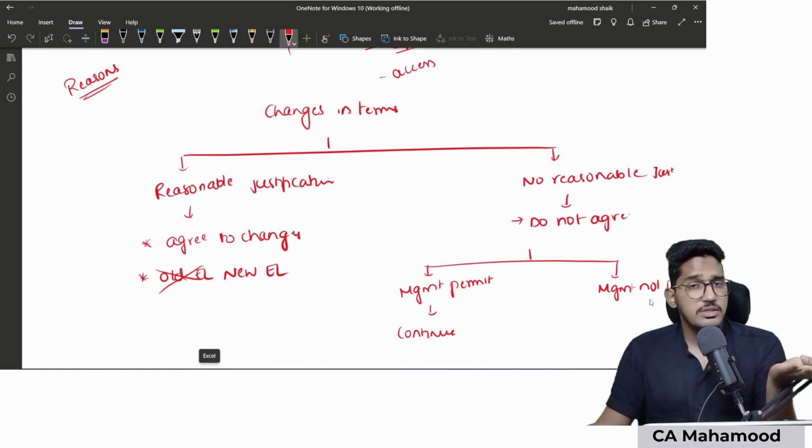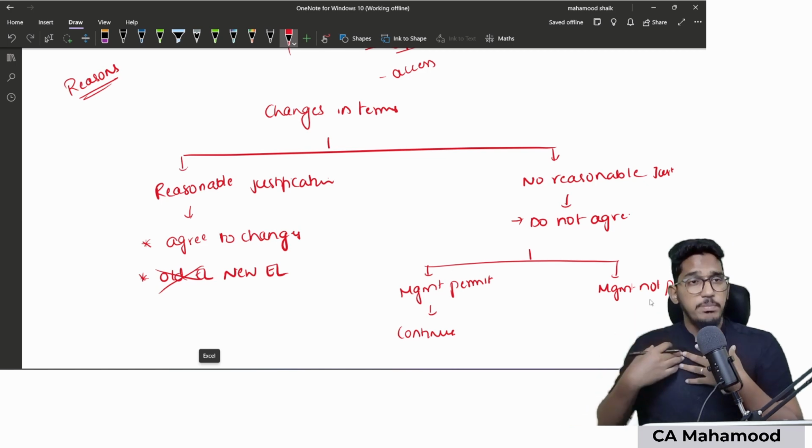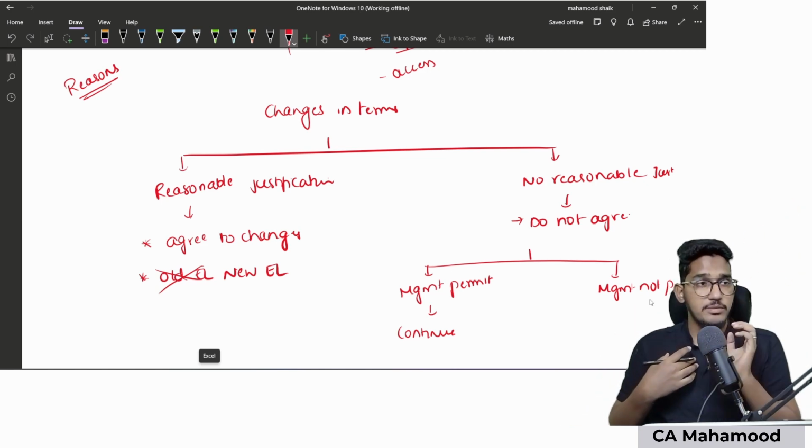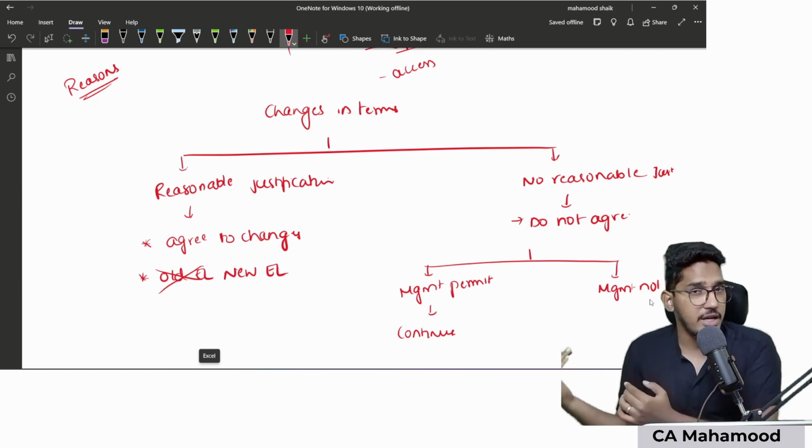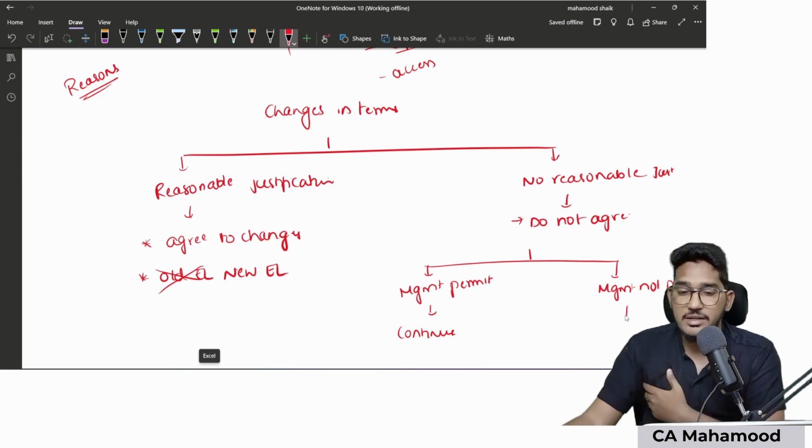So there is no reasonable justification. I am not ready to agree to the changes in the terms, and the client is not permitting me to carry out the audit as per original terms. He has deployed people to stop me from entering the warehouse. Now what the standard says is, withdraw from the audit.